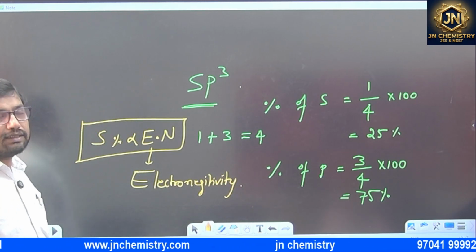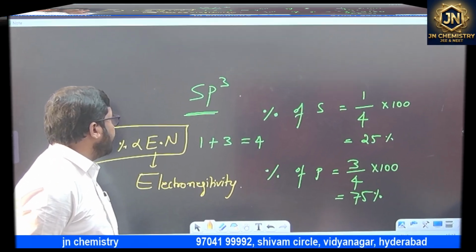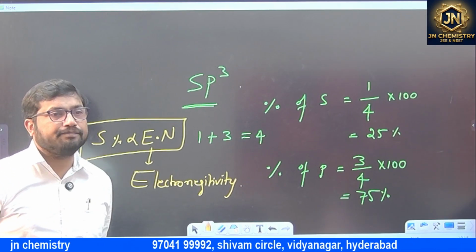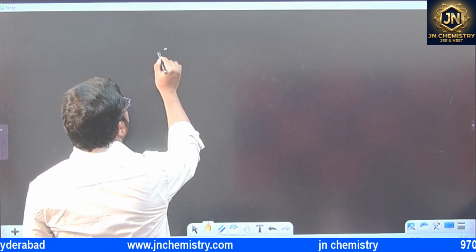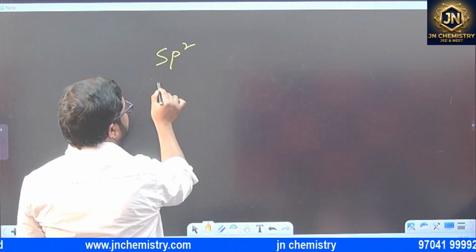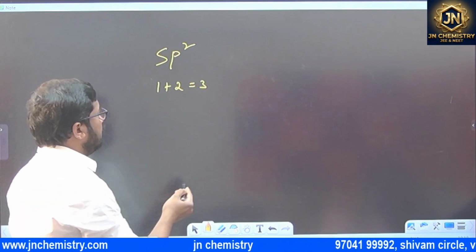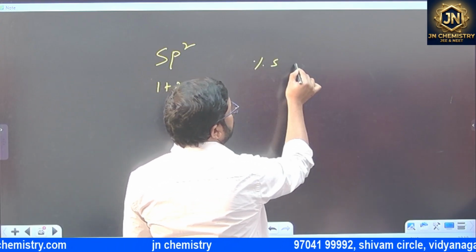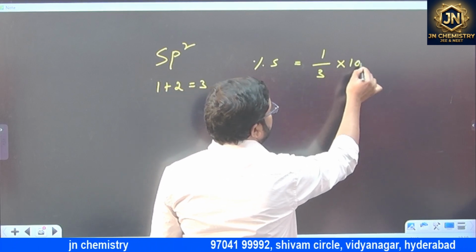Percentage of S character is directly proportional to electronegativity. Write it down. Do the same way for sp2 and sp. Same calculation for S and P. Do it. sp2: here is one s orbital, two p orbitals, total 3. Percentage of S is equal to 1 by 3 into 100.